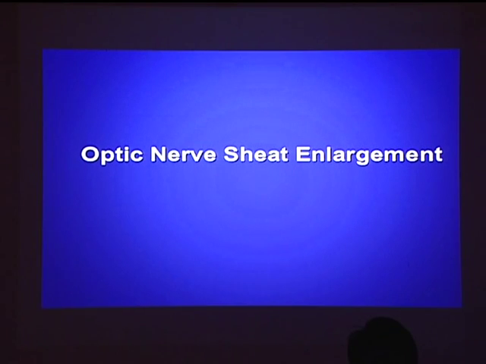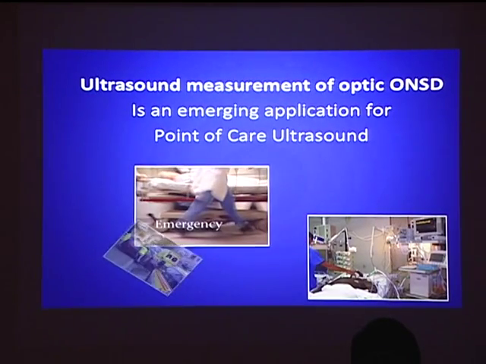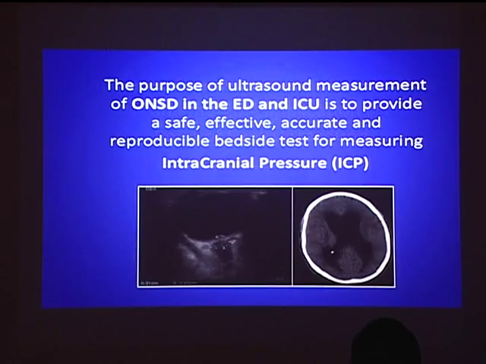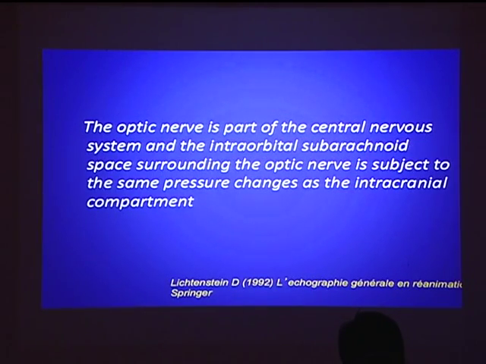But this is where most of the literature and research is focused today. That's why I'm reviewing mostly this application with you. The measurement of the optic nerve sheath has been identified as something that could be done safely, effectively and accurately at the bedside, giving us a sense, at least, or an indication of the intracranial pressure, wherever this is needed in our diagnostic and differential diagnosis workup.